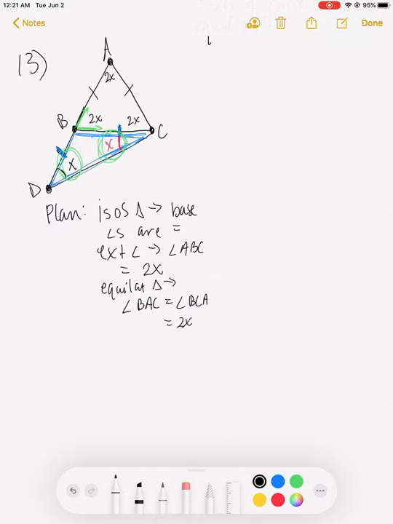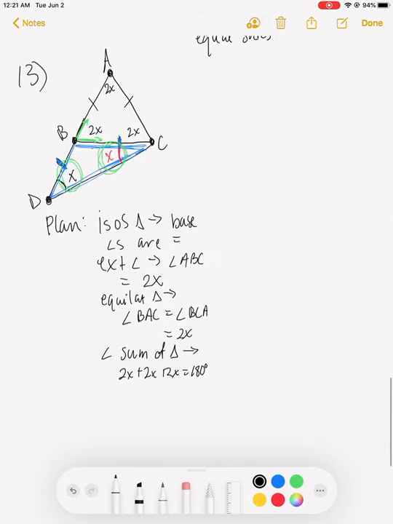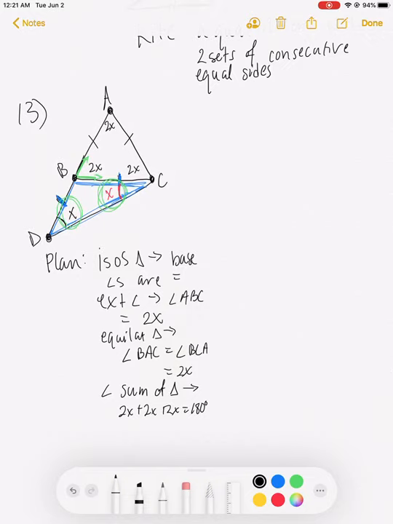Okay? Now, since all of those angles are equal to 2x, in the top equilateral triangle we can go ahead and add them together. So we're going to use angle sum of triangle, which will give us 2x plus 2x plus 2x equals 180 degrees. Okay? We can solve it from there. Alright, so that's my plan. What I'm going to do now, I'm going to get the teacher solution on this side.